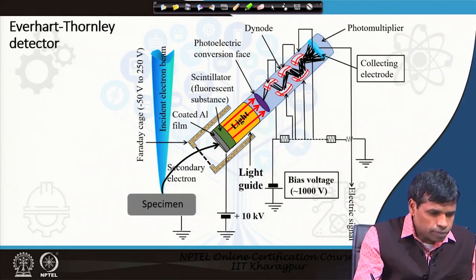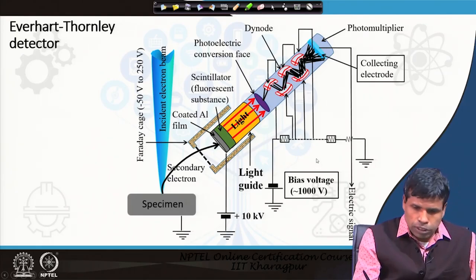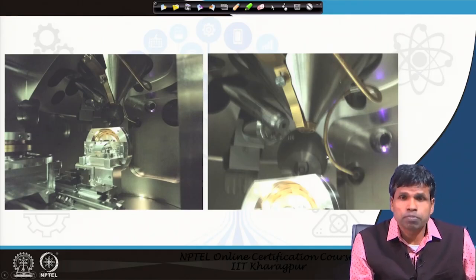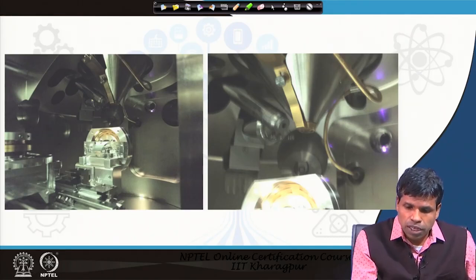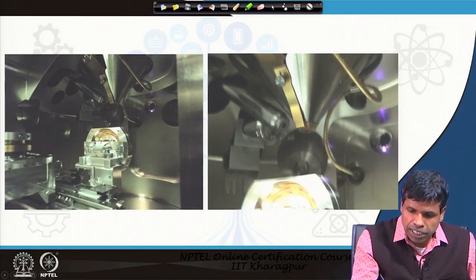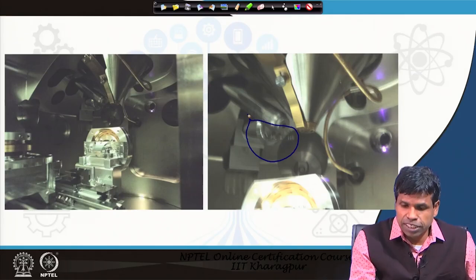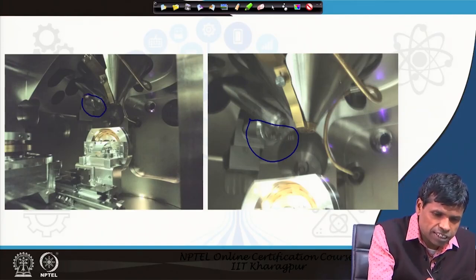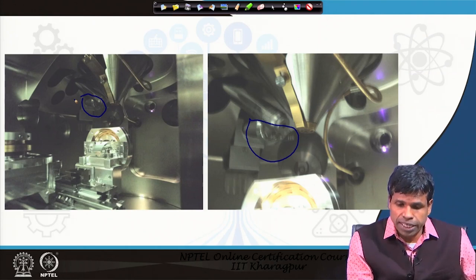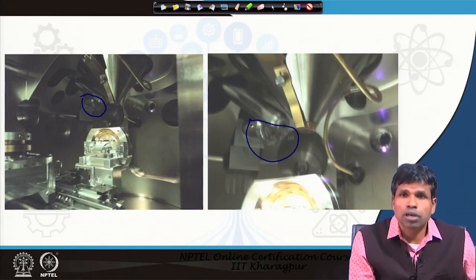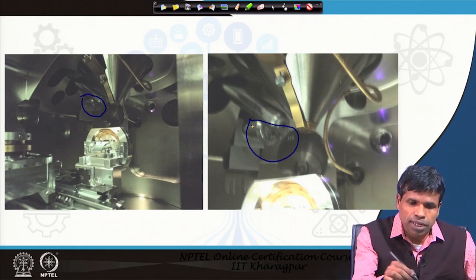So, now here you see the photographs showing the Everhart-Thornley detector. Actually the position is here. If you see here, in this region you can see a cage, a Faraday cage, a metal cage. That is the secondary electron detector. Here in this region is the ET detector placed inside the specimen chamber of a microscope. So, this is the metal cage, inside which we have the Everhart-Thornley detector to collect secondary electrons primarily.